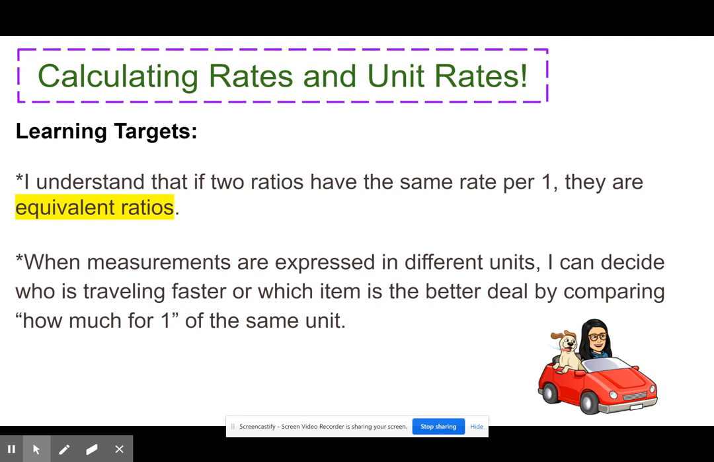This week, we're only focusing on what rates are and what unit rates are. And so here are the learning targets. Basically, we want to recognize equivalent ratios, and then we want to be able to make decisions like who's traveling faster, what's the better deal, by looking at how much for one of the same unit. So those are our two learning targets.